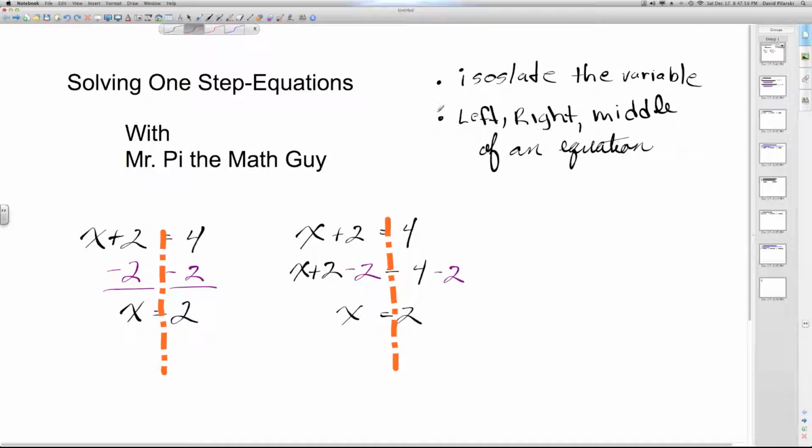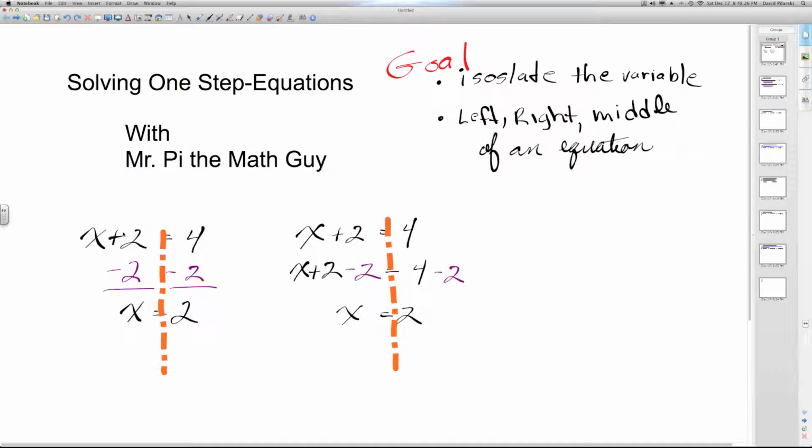I want you to understand that I'm going to be talking about the left, right, and the middle of an equation today. If you take a look at this example I have over here written down on the left, the original equation is x plus 2 is equal to 4. On the left of the equation is this algebraic expression, x plus 2. The middle of the equation is the equal sign, and on the right of the equation we have the number 4.